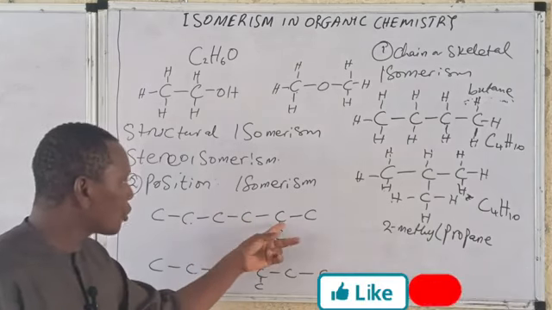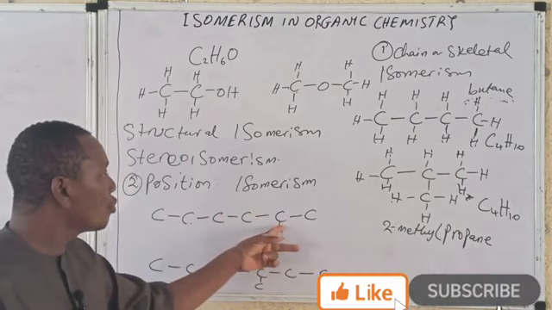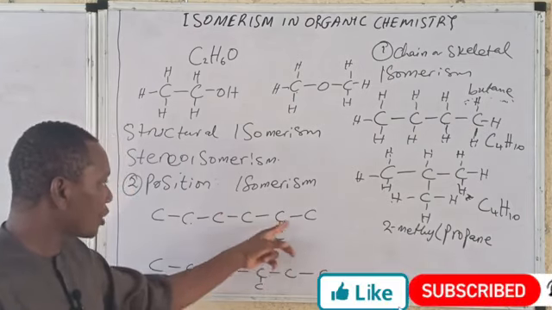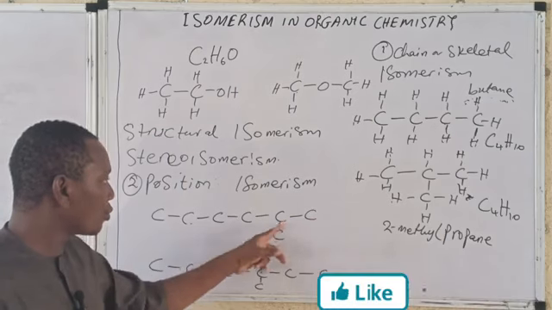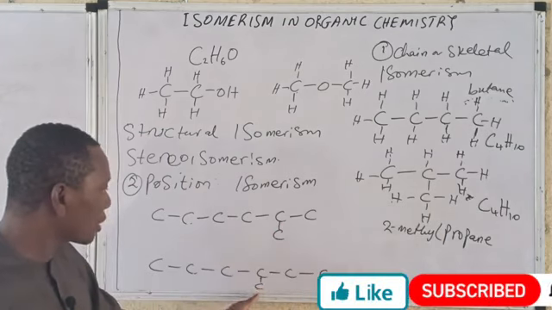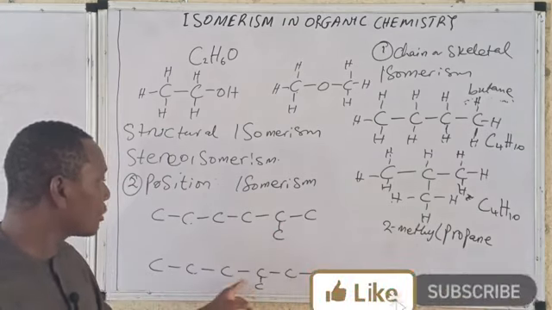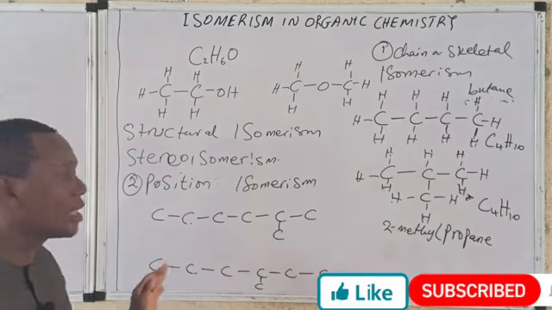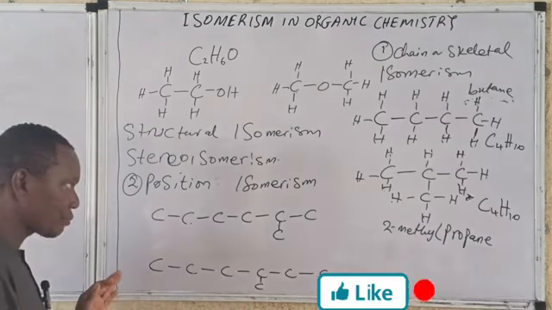The first one is in position 2. So this is called 2-methyl because it's in position 2. I'll count from this side: 1, 2. 2-methylhexane. In this place, it's in position 3: 1, 2, 3. 3-methylhexane.